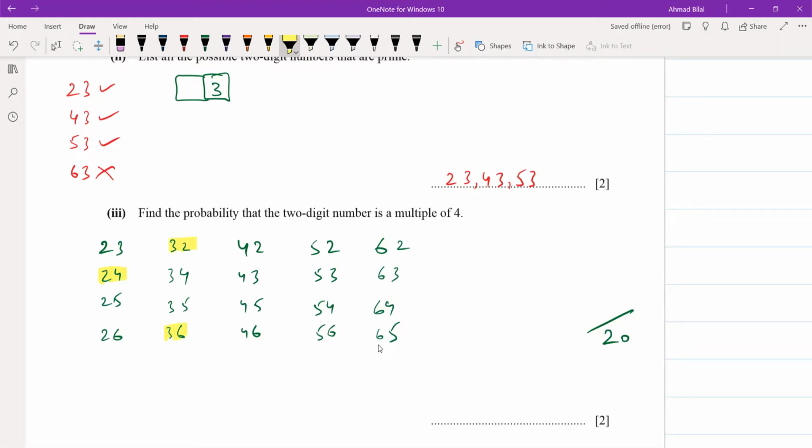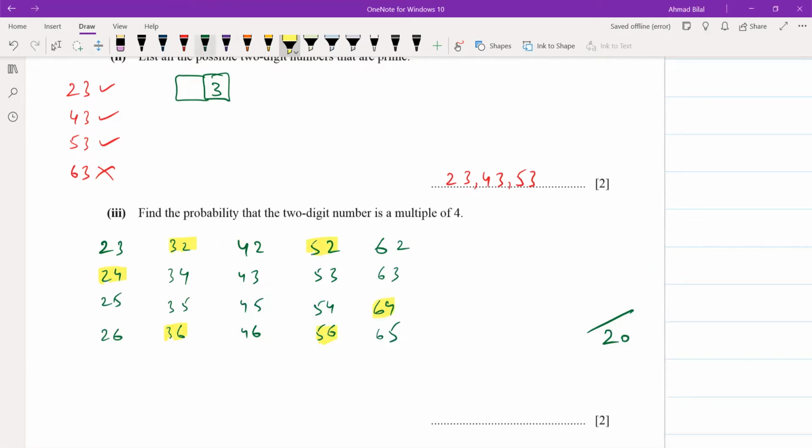Then you have 40, no, 40s में कोई भी नहीं आ रहा क्योंकि 40 और 44 होता है. 52, then you have 56. Then you have 62. 62 तो नहीं होता, 64. Okay, so these are all the multiples of 4, and these are 6 in total.